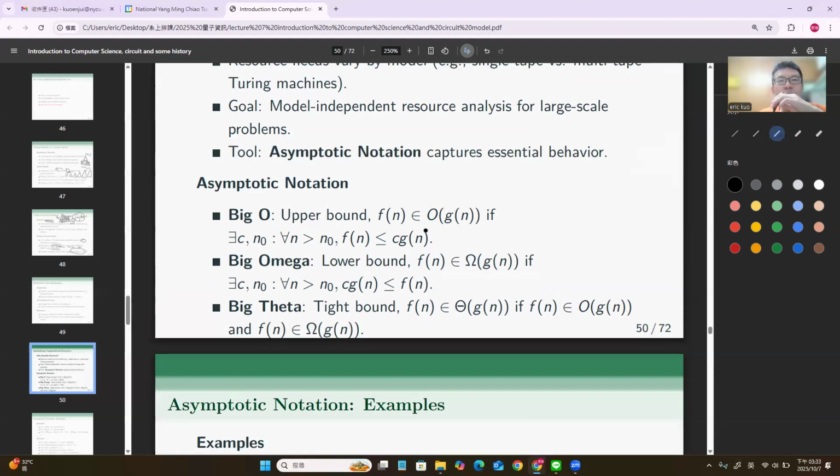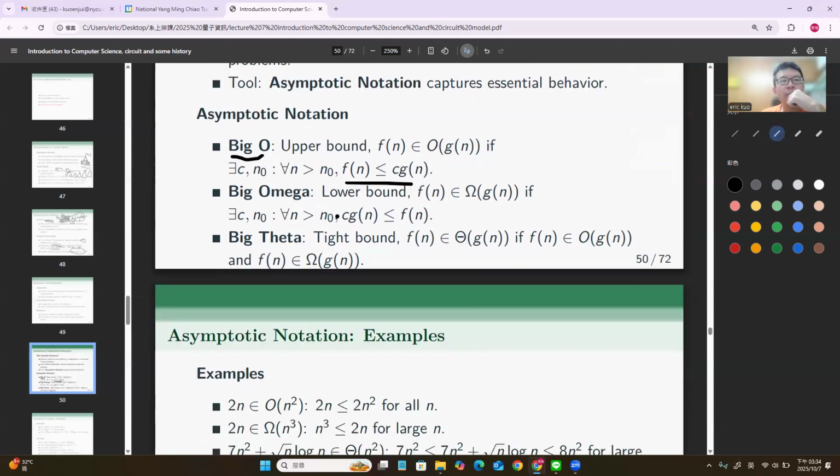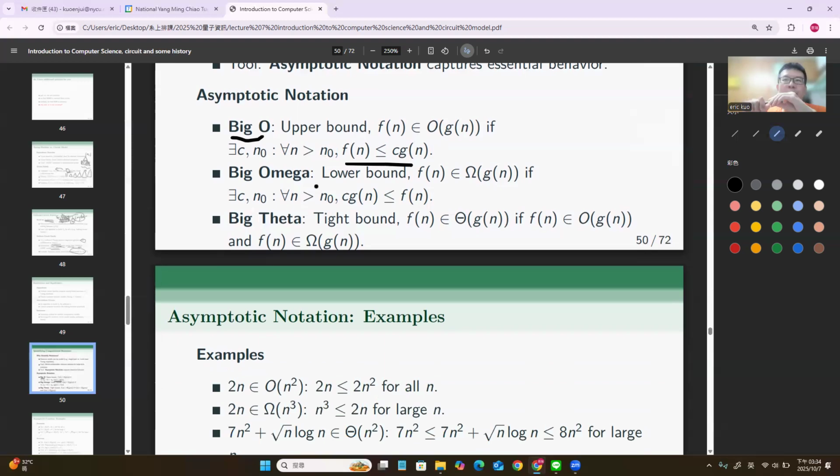Maybe this is familiar from computer science. If I say f(n) belongs to O(g(n)), this big O basically means that f(n) is dominated by g(n) up to a factor. For large enough n, f(n) is less than or equal to C times g(n). And the big omega defines the lower bound: if f(n) belongs to omega of g(n), basically f(n) is larger than C times g(n) for some C.